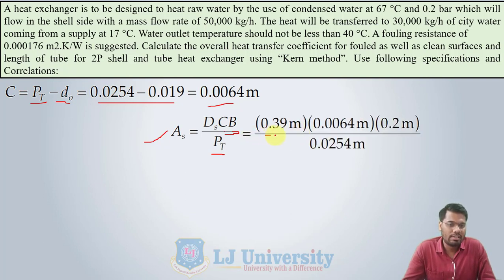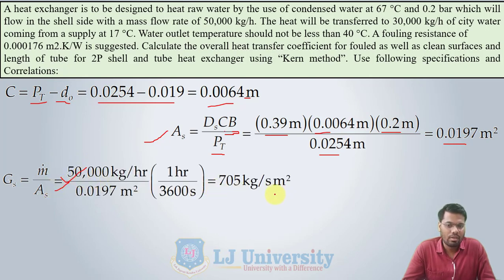So putting in the values: the diameter of the shell is 0.39, the clearance is 0.0064 meter, the baffle spacing is already given as 0.2 meter, and the pitch is 0.025. By solving this, we get the cross flow area, the free flow area, which is 0.0197 meter square. Now from this we can get the value of the flow mass velocity, which is the mass flow rate divided by area. We know the mass flow rate is 50,000 kg per hour, so we have to divide by 3600 to convert it into kg per second.